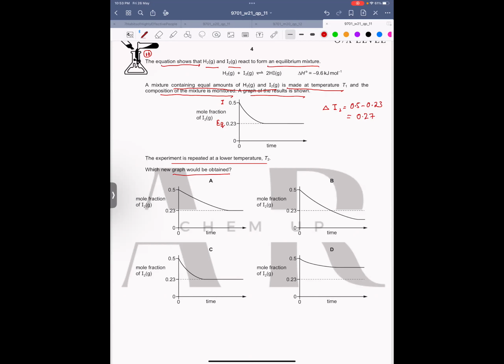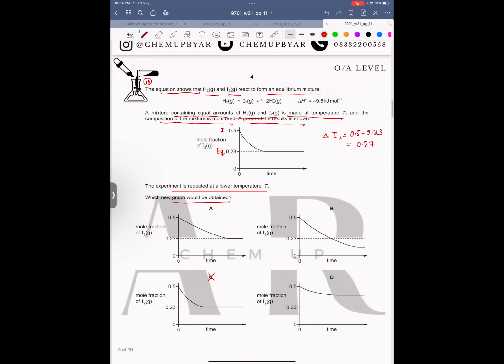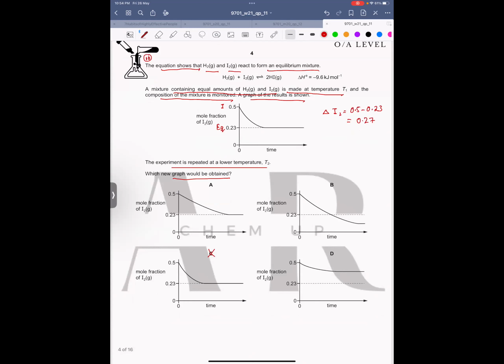Okay. First thing is that C cannot be an answer. Why? Because the temperature gets lower, so the gradient would not be the same as the initial graph that is provided, because lowering the temperature would lower the rate. That is the first thing.